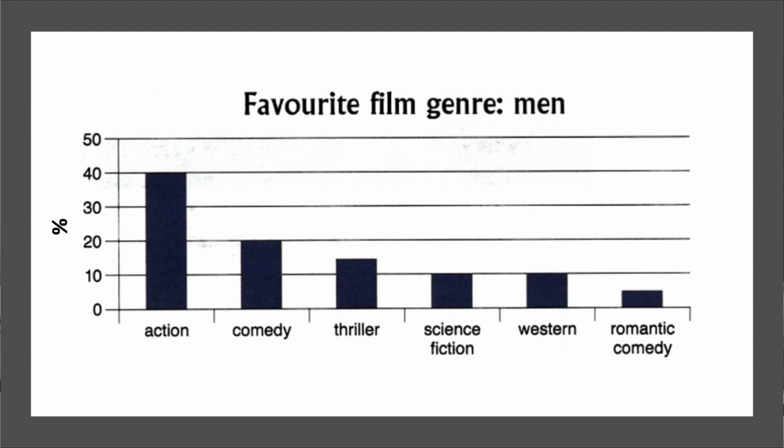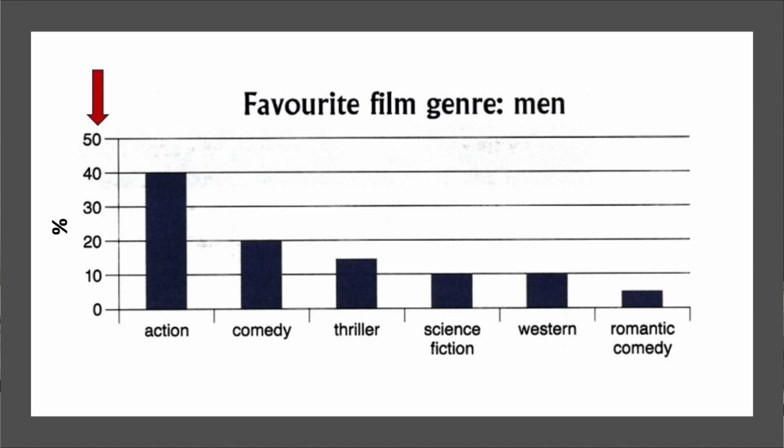Bar charts are commonly used to represent categorical data, where data is grouped into distinct categories. In this example, we can see different categories of film genres. Each bar stands for a distinct category, i.e. action, comedy, thriller, science fiction, western, and romantic comedy. The vertical axis represents a percentage of men who said that they liked that particular genre.